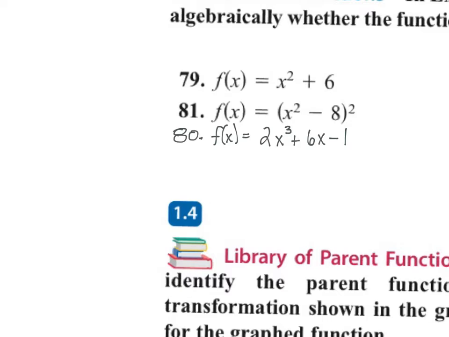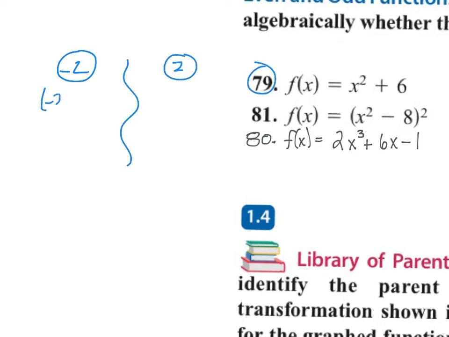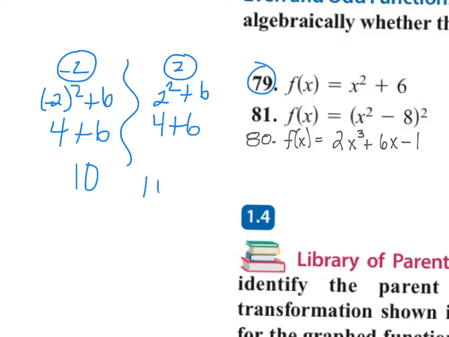79. Why? Because it's 2 and even power. Yep, because it's squared. So if I try 2 and negative 2. All right, I'm going to plug in negative 2 and I'm plugging positive 2 for 79. So I have negative 2 squared plus 6, and over here, 2 squared plus 6. Agreed? Negative 2 squared is 4, and 4 plus 6 is 10. On the right-hand side, I have 4 plus 6 is 10.